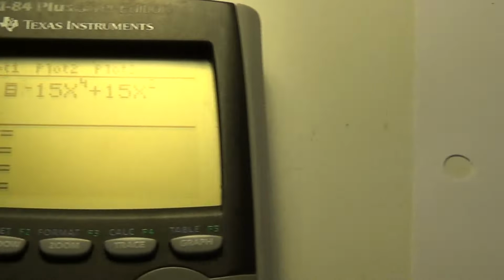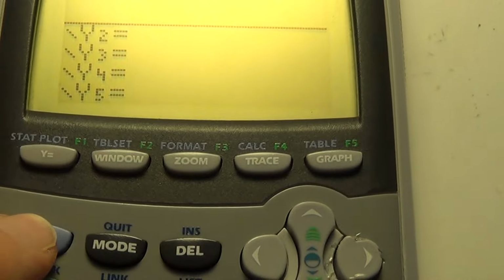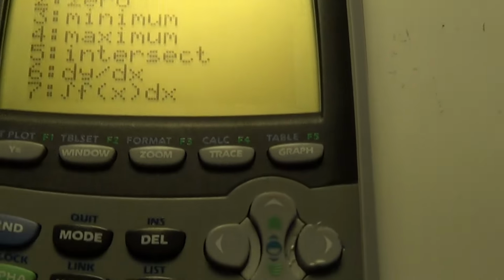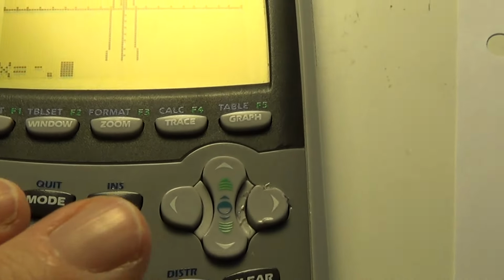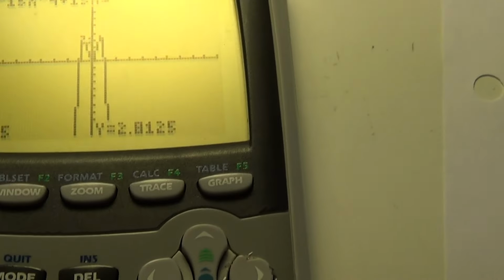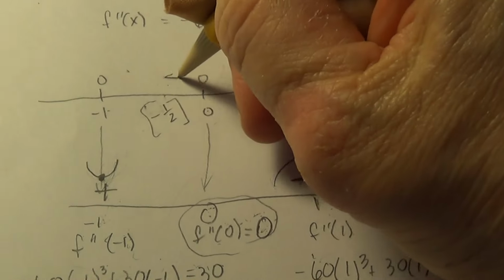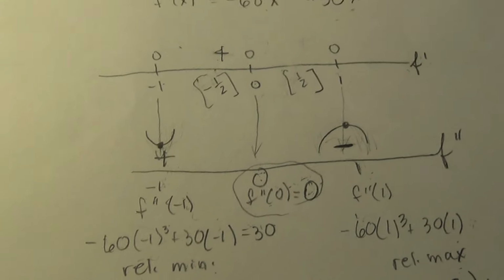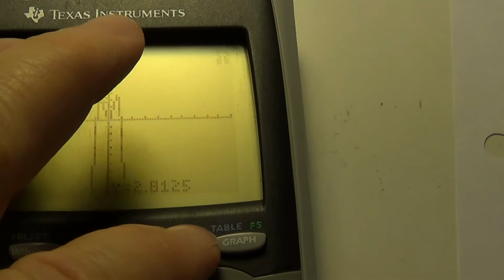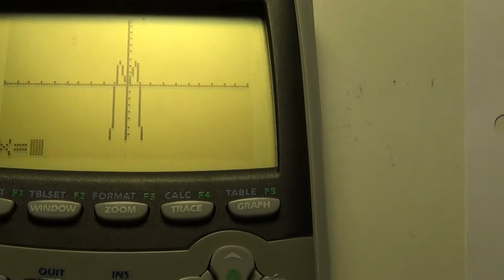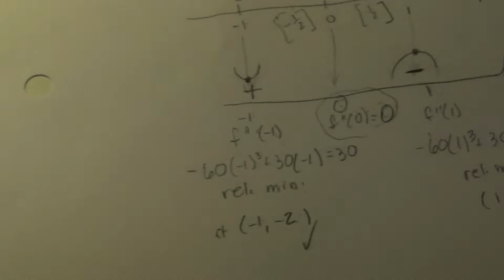So I put in the value in my calculator of the first derivative, and then I went to second trace, which is the calc menu, value 1, and I'm going to tell it x equals minus 0.5, enter, and I quickly see I get a positive value, so this side is positive. And then I need to check on the other side, so I'm going to go back to my calculator, do second calc, value 1, put in positive 0.5, enter, and I get a positive value as well.